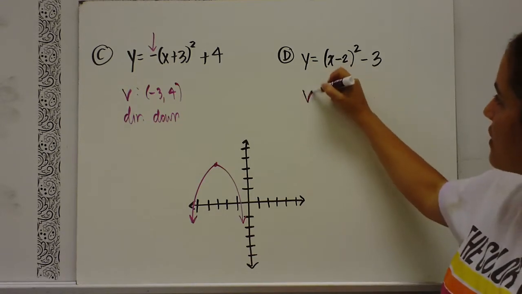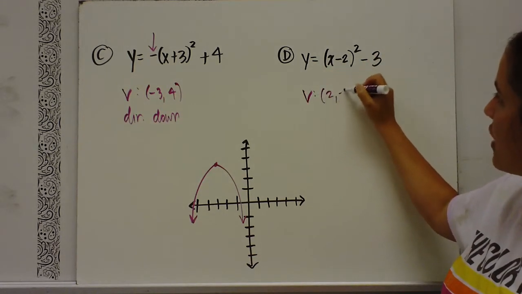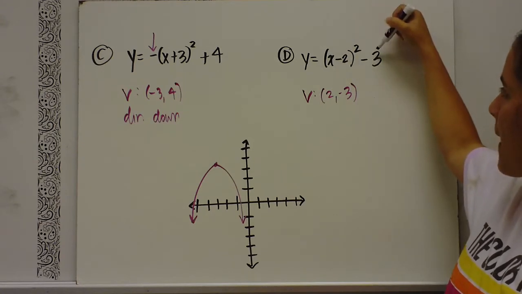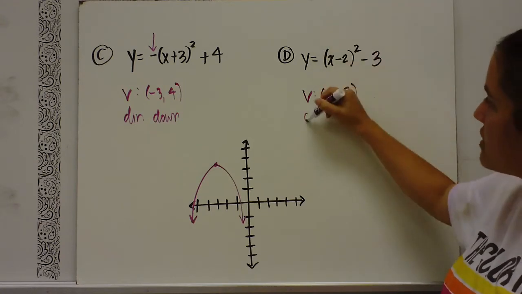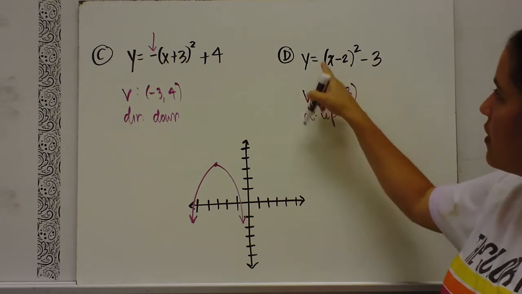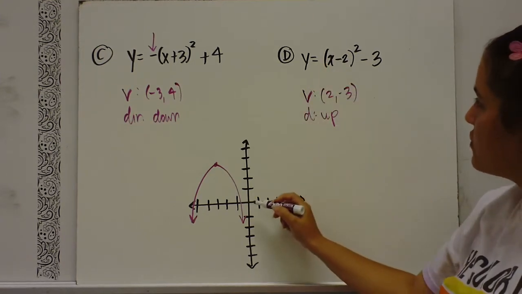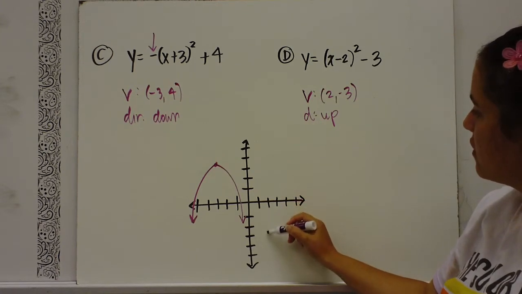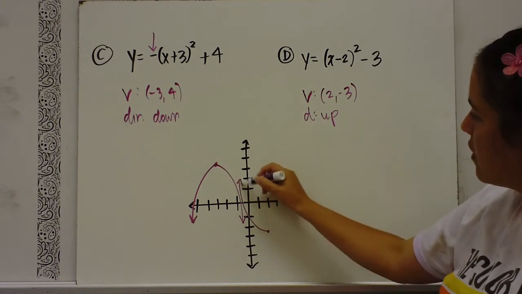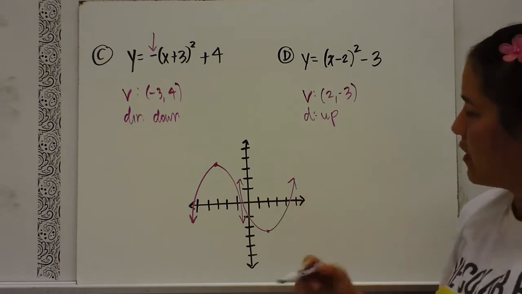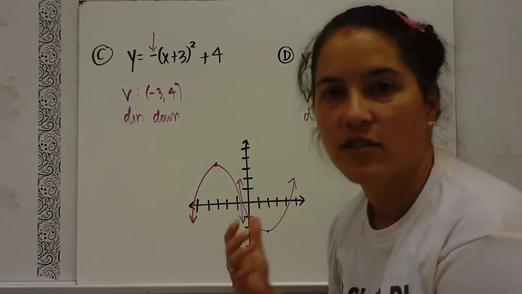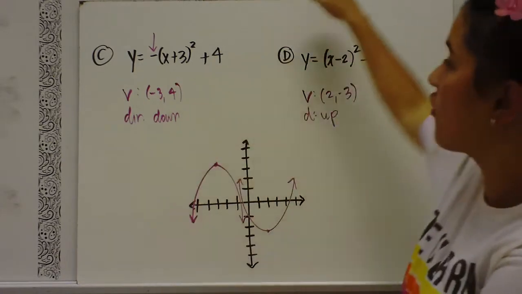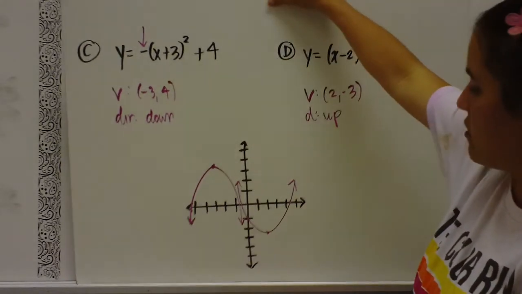D, my vertex is 2, negative 3 because of my h and k. And it's going to have a direction of up because I have a positive value right here. So 2, negative 3. And there you go. So I hope this is making sense. Right now we're just focusing on sketching the graph of your quadratic equation.